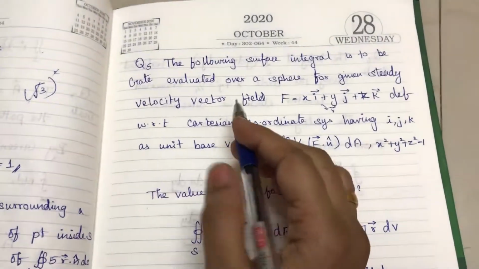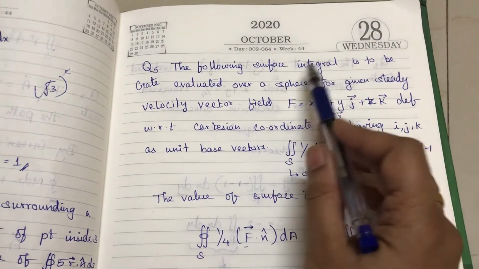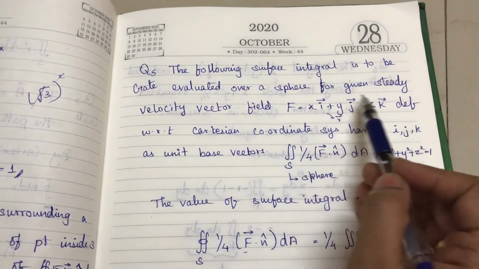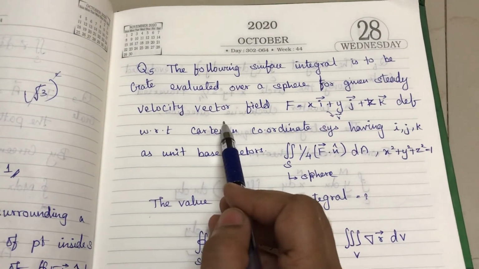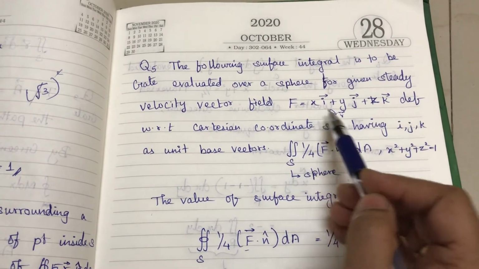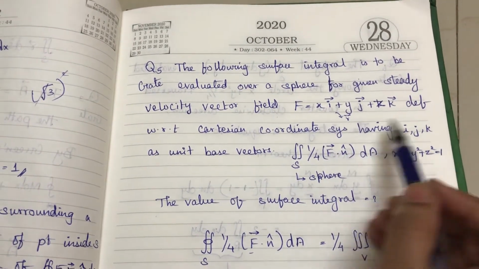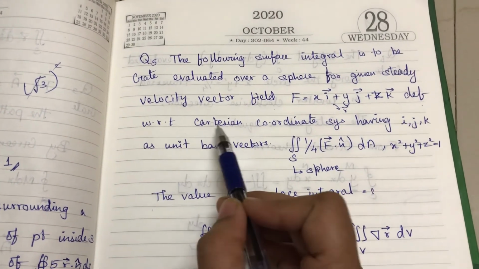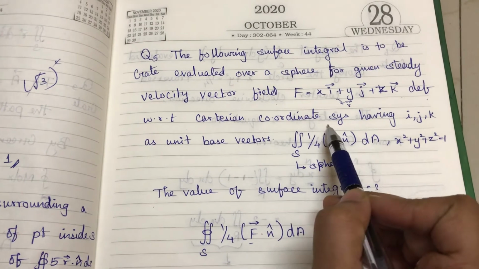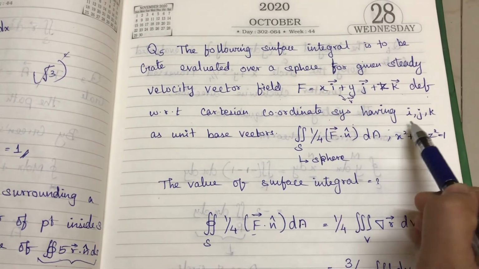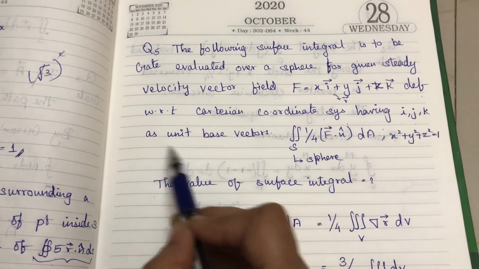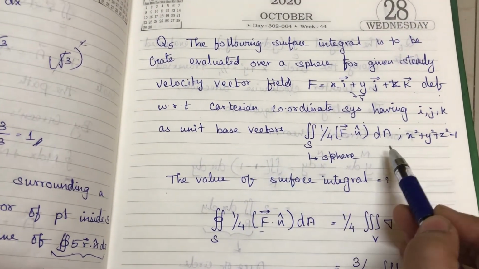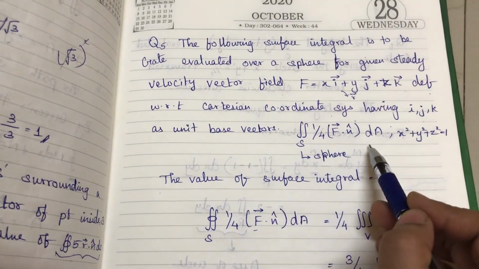And the next question: the following surface integral is to be evaluated over the sphere for a given steady velocity vector field. They have given one vector. I am just taking this as r. This vector is defined with respect to the Cartesian coordinate system having i, j, k as unit base vectors. They have given one vector here. This is the left hand side. So it is Gauss, right?